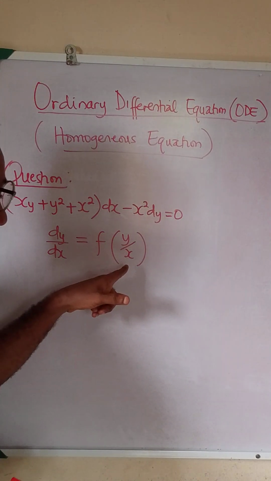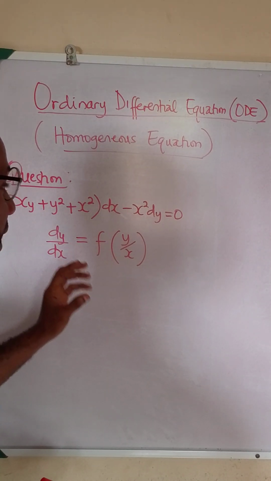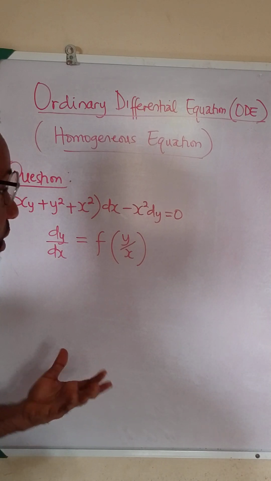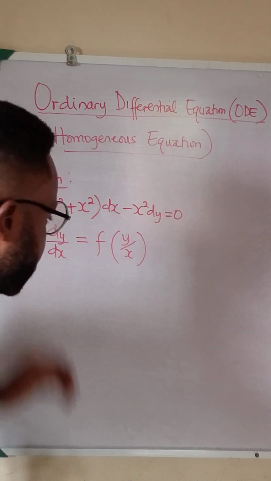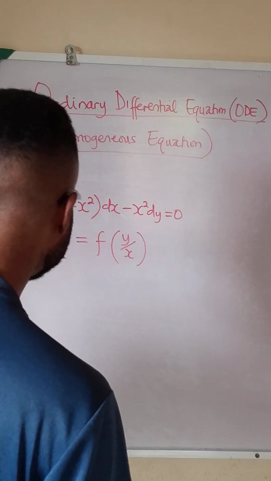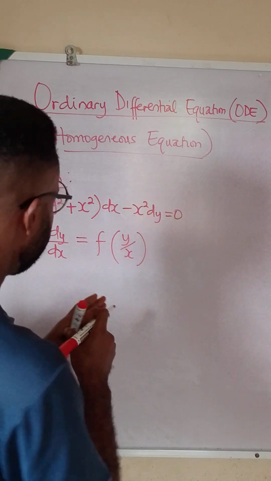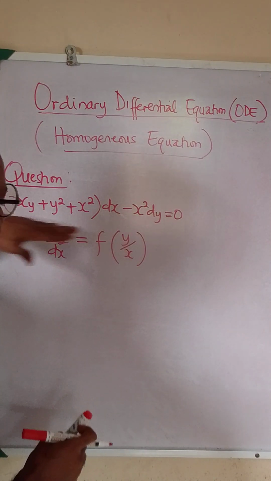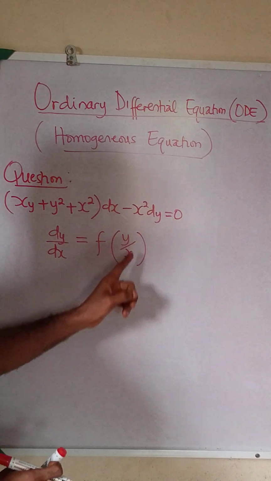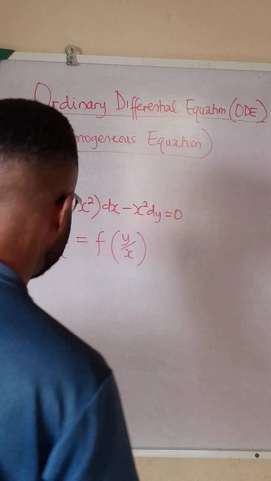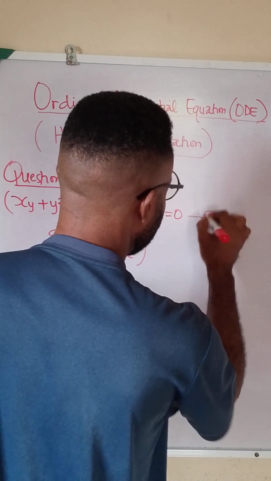And then for a homogeneous equation, if you want to solve it, you have to do a substitution. So we'll get to that point where we have to substitute. Let's start the solution. Now, for whatever we want to do to this equation, we have to ensure that it takes the form of y over x. That is what we want to do. So let's call this equation 1.